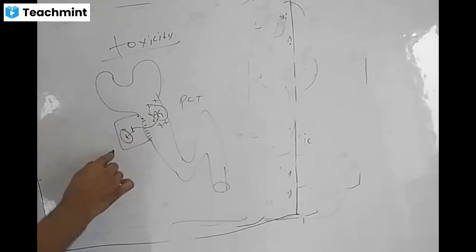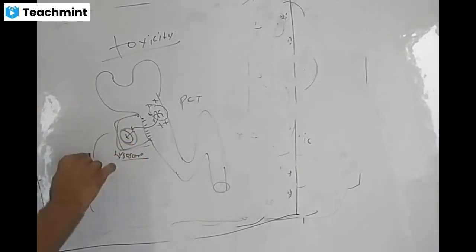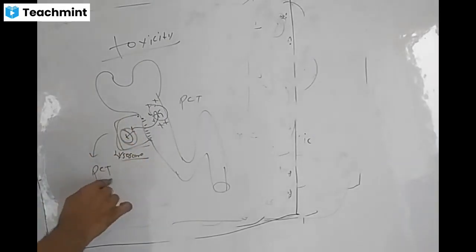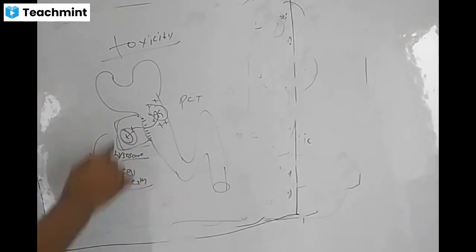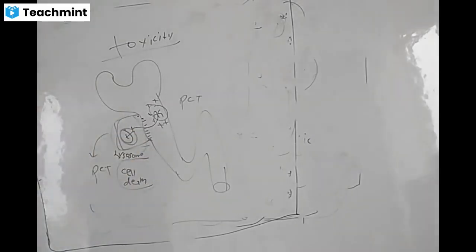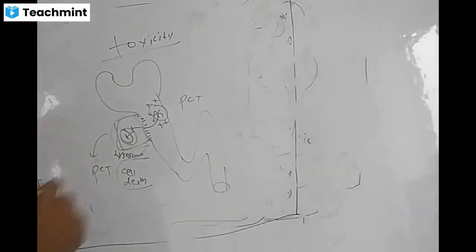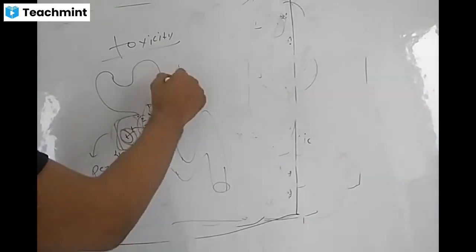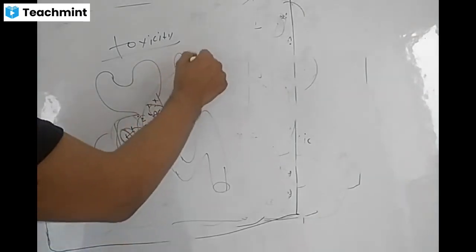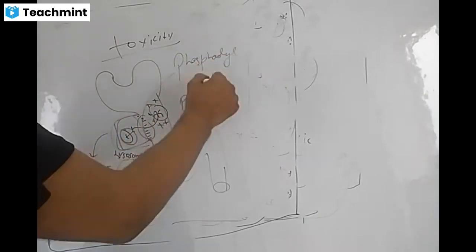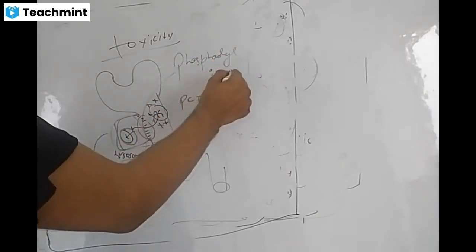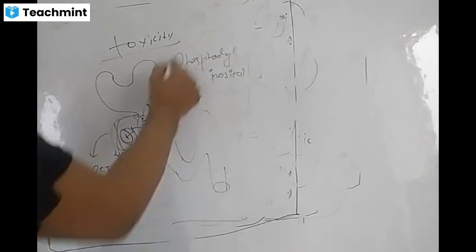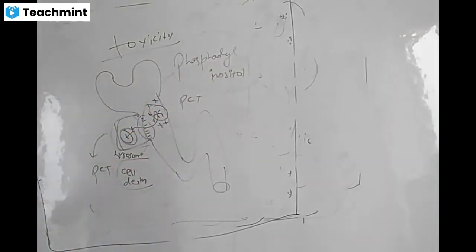Inside, it enters into the lysosome, and the lysosome bursts, leading to death of the PCT cell. Cell death may lead to damage to the kidney. Among these negative phospholipids, the more commonly involved is phosphatidylinositol. So this is nephrotoxic.